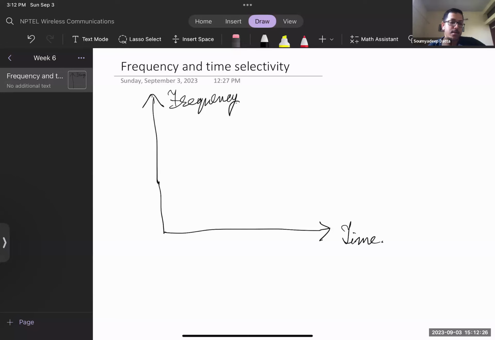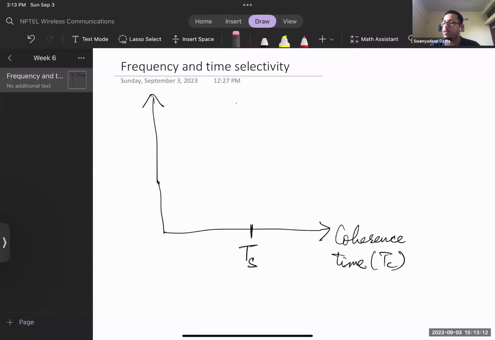What you typically know for a channel, you don't know about the channel, but let's say you know about the signal that you are transmitting. So for the signal, you will typically know the symbol rate or the time period, Ts, the time taken to transmit a particular symbol. And let's say this is coherence time, Tc, and this is coherence bandwidth, Bc, right?